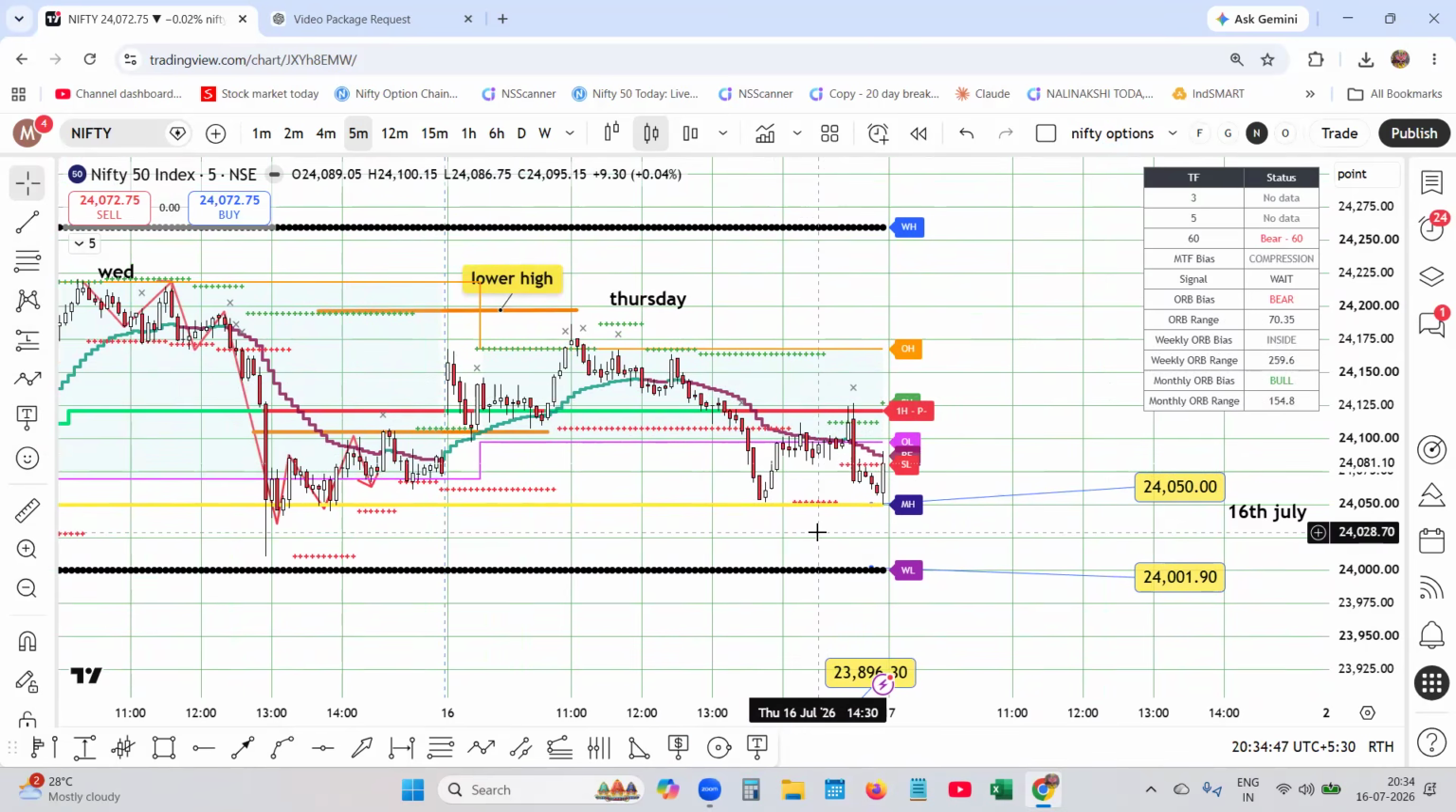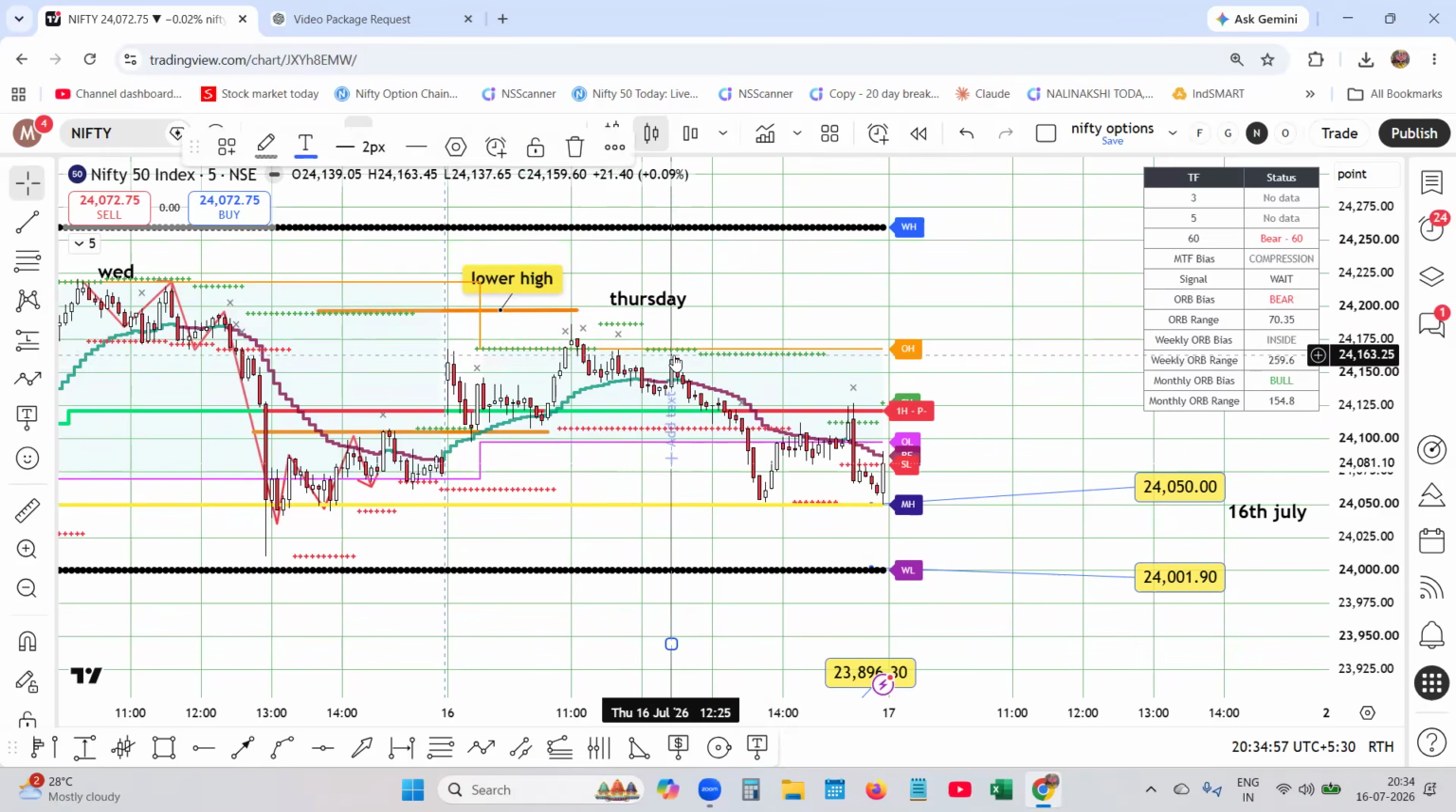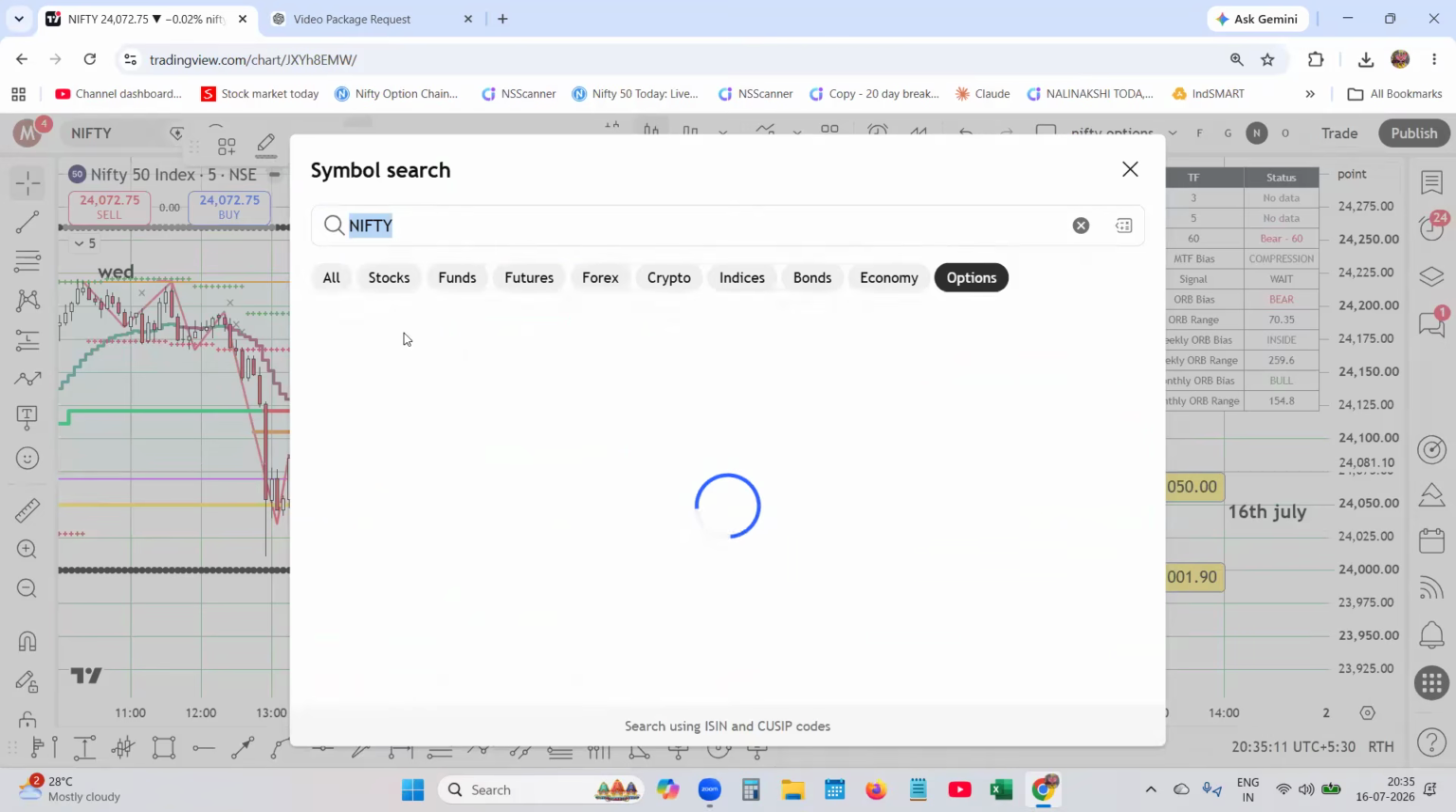trade on the intraday. So when it starts showing the lower high at this level, that is 12.25, you could have entered into a put option. Let me go to the put option, the 24,200 put option.